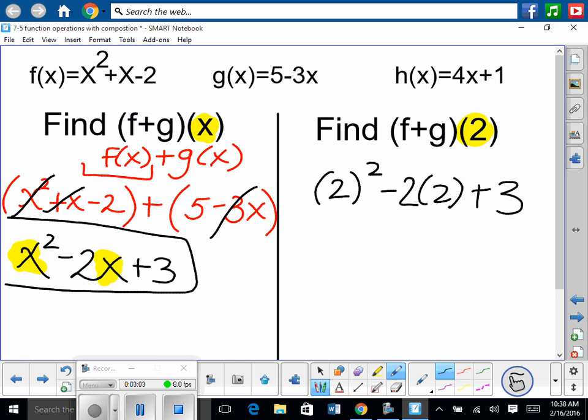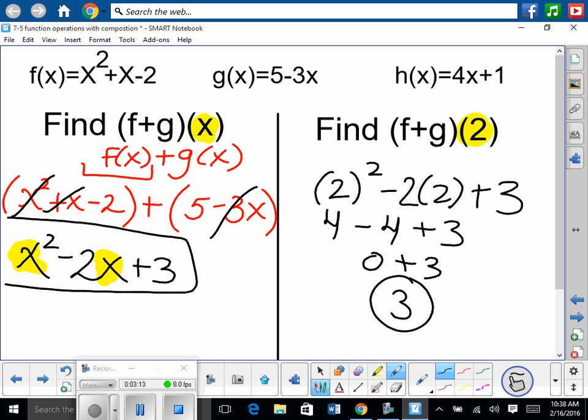This is not that hard though. 2 squared is 4, right? Minus 2 times 2 is 4, plus 3. What's 4 minus 4? 0, right? So 0 plus 3, which is? 3. So f plus g of 2 is 3. Okay? So a couple more, then I'll let you do the front page.